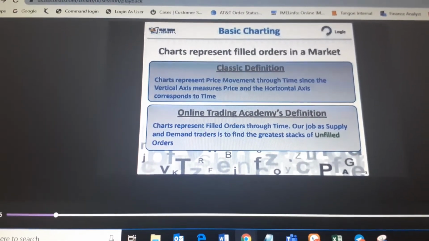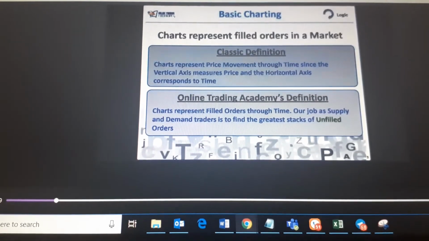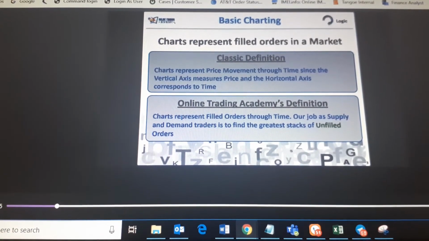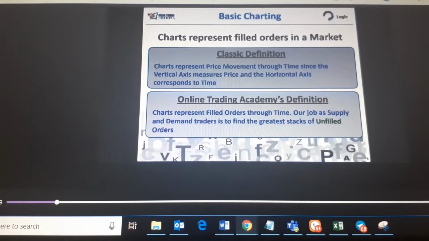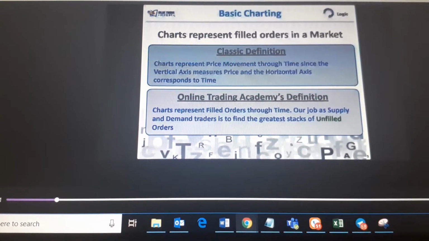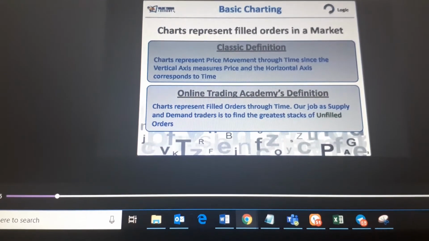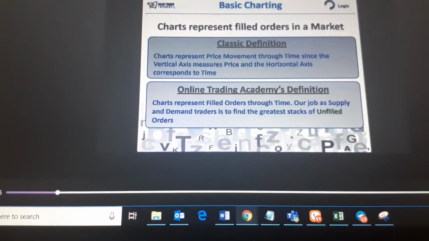Filled orders will always have candles in them. So a chart represents filled orders through time. Whenever orders are getting filled, it's through time, because if I buy something, that will be punched on the chart. You don't get to know all these things; you just see candles on the chart. Filled orders means executed orders.